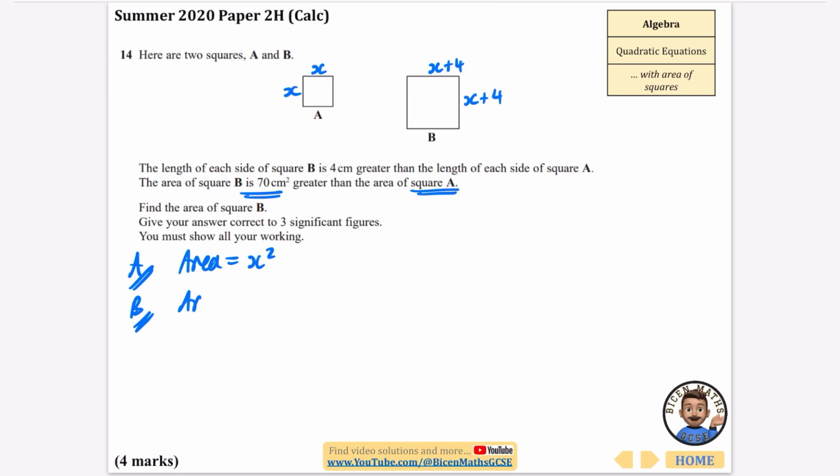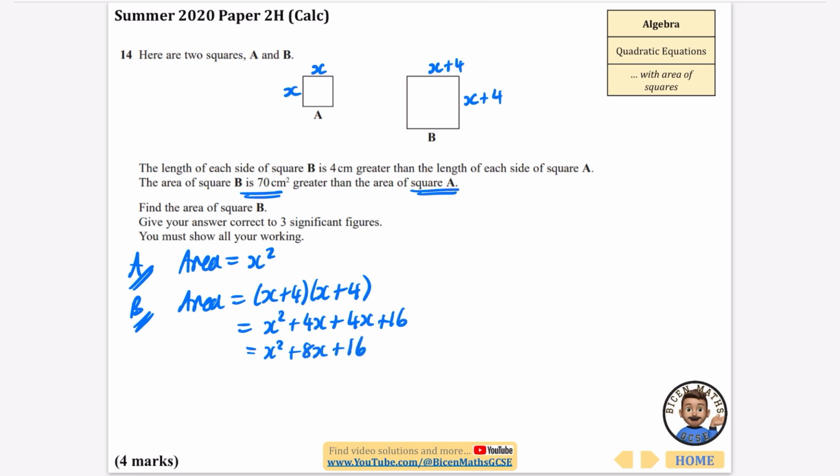And for square B, the area is going to be x plus 4 multiplied by x plus 4. So I'm just going to quickly work that out. That's going to be an x times x, then we're going to have a 4x, and a 16, which is x squared plus 8x plus 16.